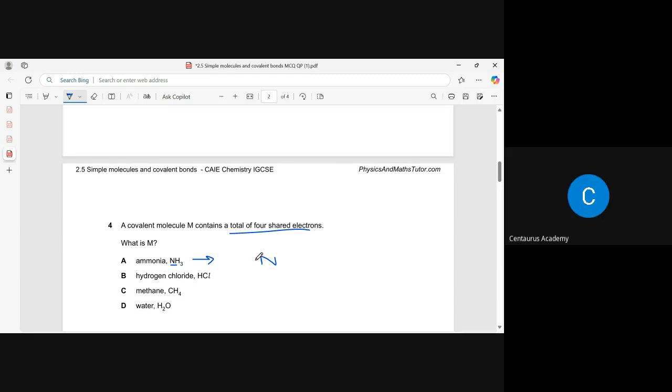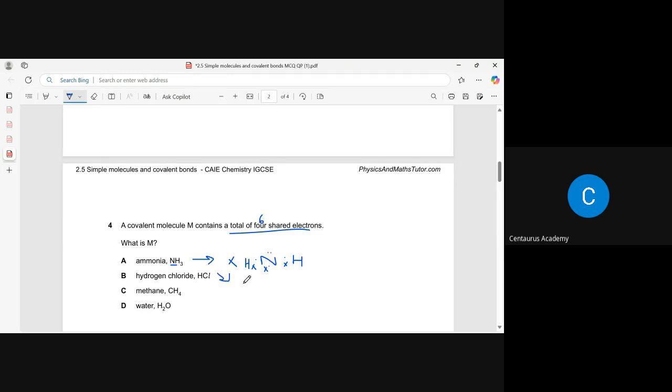Group 5. 1, 2, 3, 4, and there is one lone pair. 3 of these are going to be shared with hydrogen. Are these 4 shared electrons? A total of 4 shared electrons? No. These are a total of 6 shared electrons. So this is not the correct option.